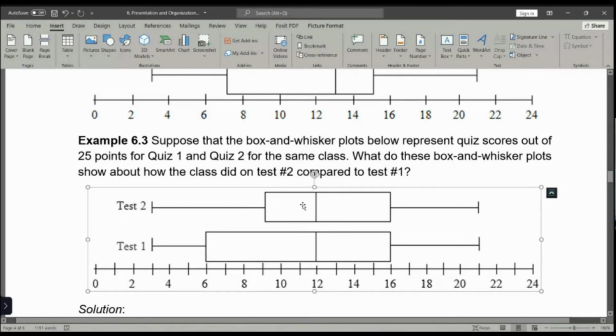Okay, how about in the second test? What percent of the class got 9 and above? Right? It's at 9. Test number 2. What percent of the class got 9 and above? C104 students.